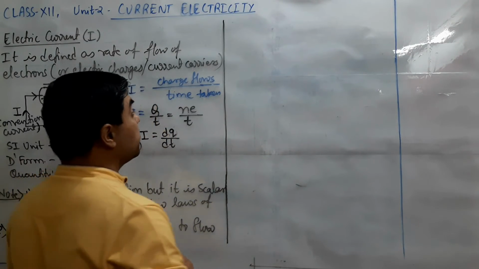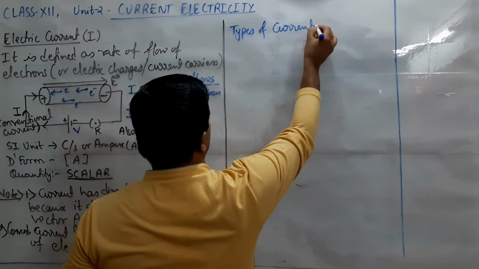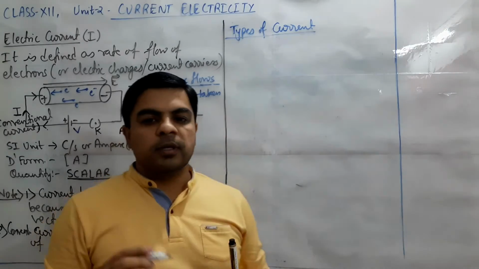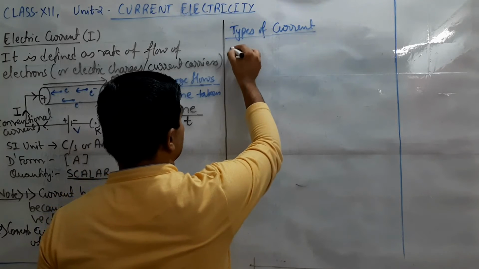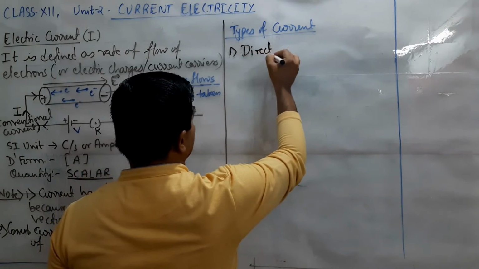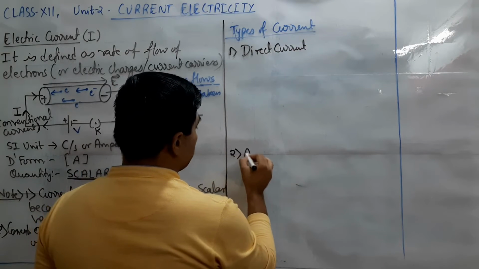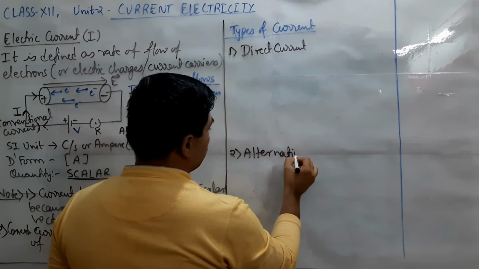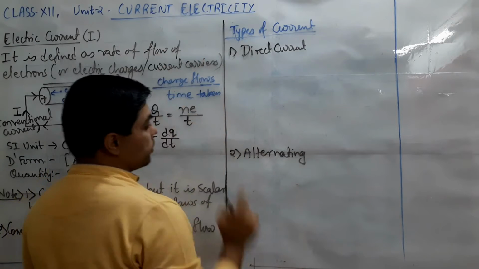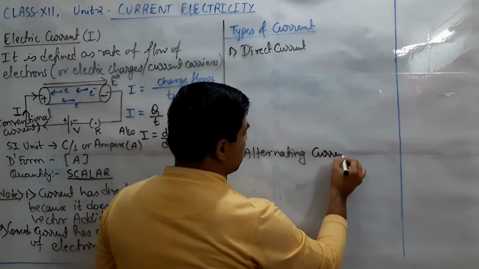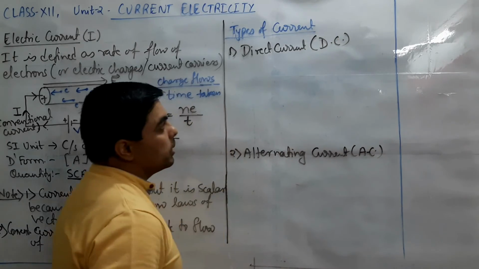If we deal with types of current, we have basically two types, although we have many variations in the current, but in general we represent current in two types. Number one is direct current, and number two is alternating current. The difference between the two must be known by everyone who is studying this unit, current electricity. So here we are dealing with these two types only: alternating current AC, and direct current denoted in short by DC.